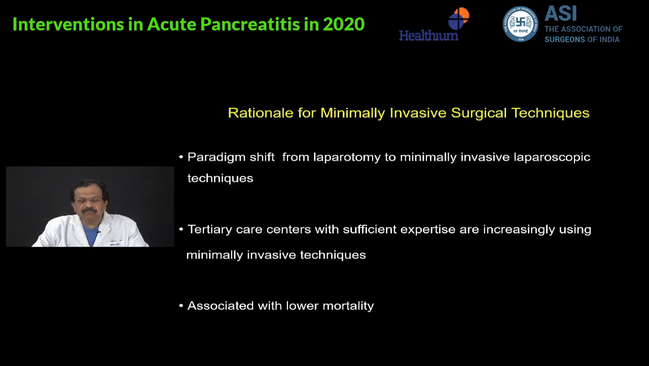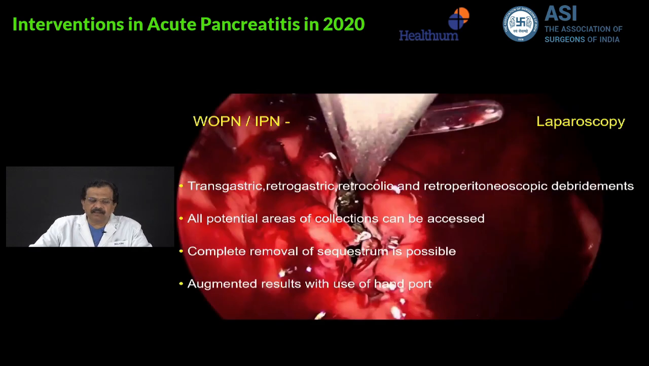So with the advent of laparoscopic surgery, more and more centers seem to be switching over from open surgery to laparoscopic surgery or minimally invasive surgical techniques. There has been a paradigm shift from laparotomy to minimally invasive laparoscopic techniques. Tertiary care centers with sufficient expertise are increasingly using these minimally invasive techniques, and this is documented to be associated with lower mortality.